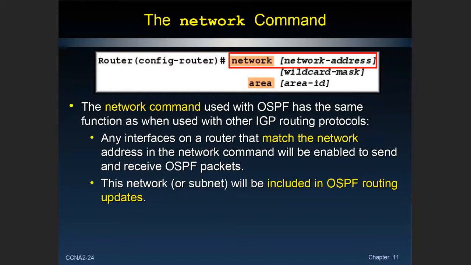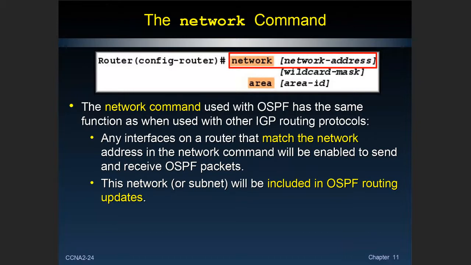So any interfaces in that router that match that network address will be used to send and receive OSPF packets. Now I'm going to show you a cheat. I don't know if it works in Packet Tracer or not. Do you guys remember when we did the default routes? The command was ip route 0.0.0.0 0.0.0.0 and then the exit interface.